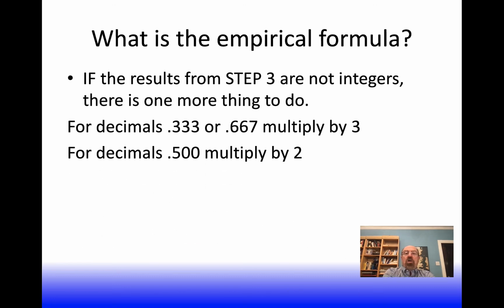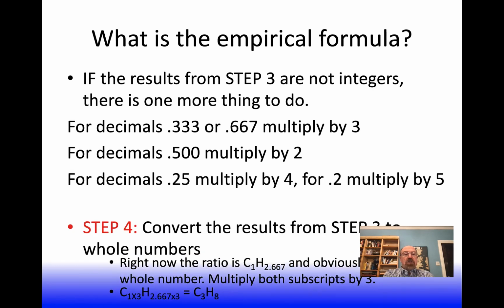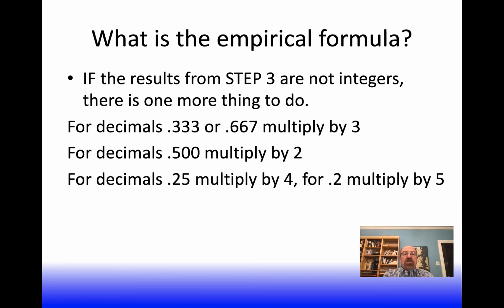What we have to do is look at the values, and we have to multiply all of the subscripts, not just the one that's not a whole number, by the same factor. So here's a list of some of the factors. If the decimal was 0.333 or 0.667, we multiply by 3. For decimals that are 0.5, we multiply by 2. And for decimals that are 0.25, by 4, or 0.2, by 5. These are the only kinds of decimals I will give you.